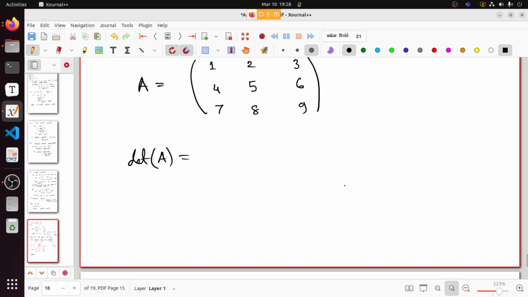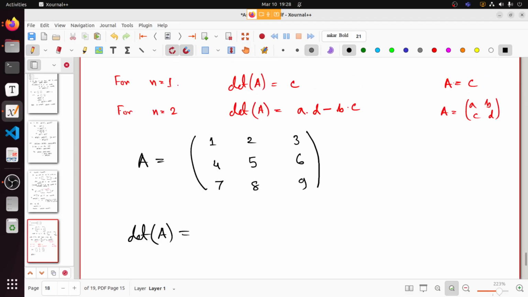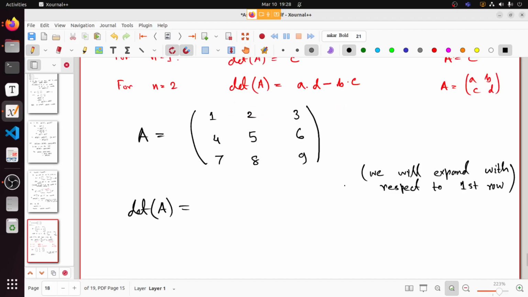will be, with respect to the first row, we will expand with respect to the first row, right? Then what will become? A and the determinant of the cofactor. So this is 1 1, so minus 1 to the power 1 plus 1, it's 2. So just write it, 1 plus 1, 1 into determinant of the cofactor 5 6 8 9, right?